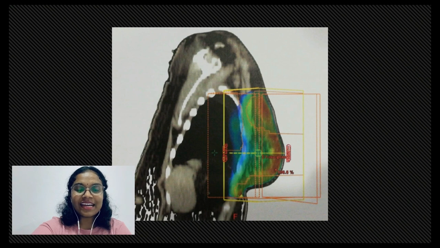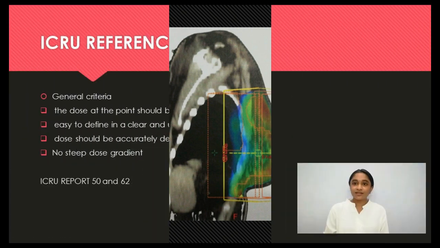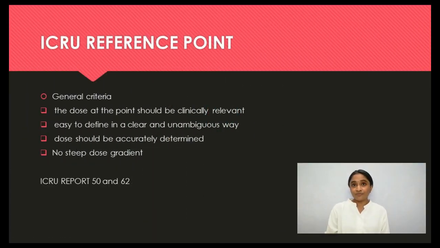Next part will be the ICRU reference point. Regarding the ICRU reference point, there are several general criteria that have been listed in ICRU reports 50 and 62. Those are: the dose at the point should be clinically relevant, easy to define in a clear and unambiguous way, the dose should be accurately determined, and no steep dose gradient is involved.